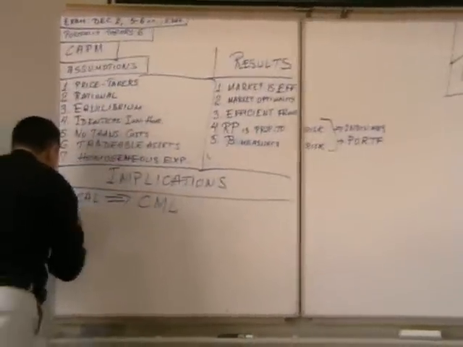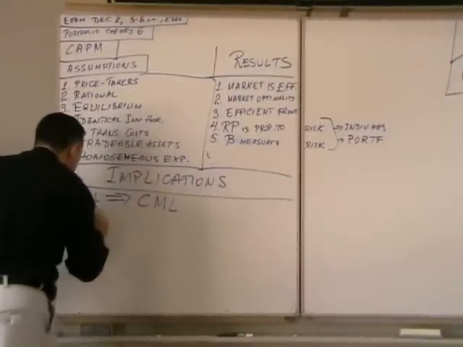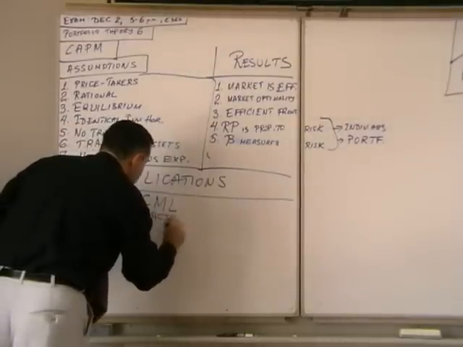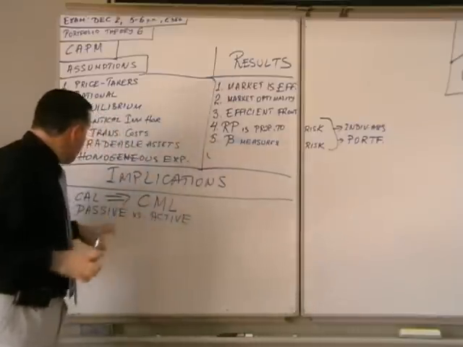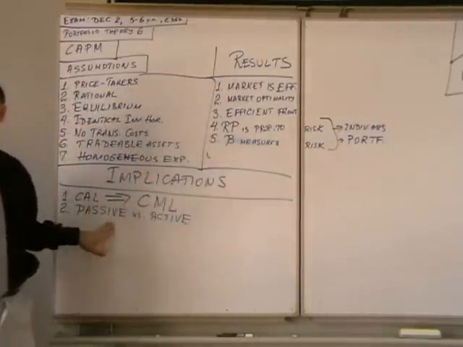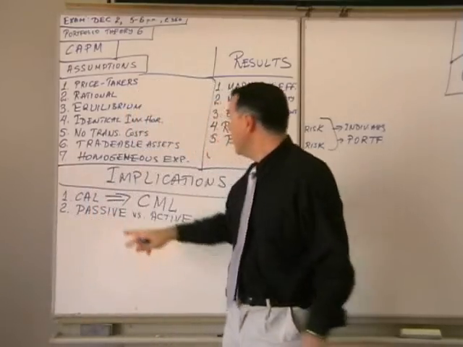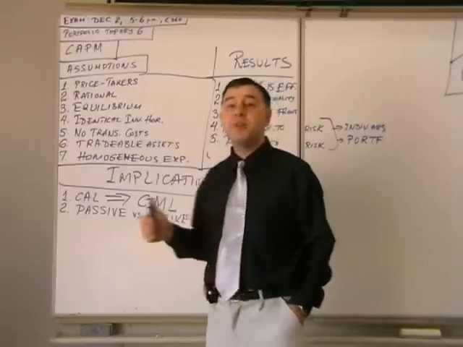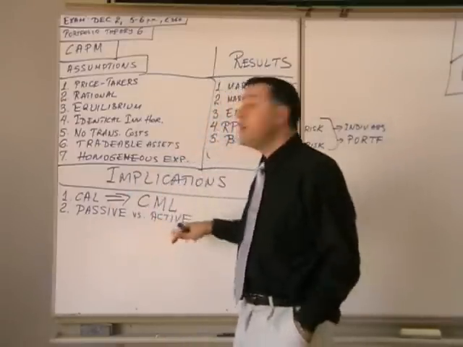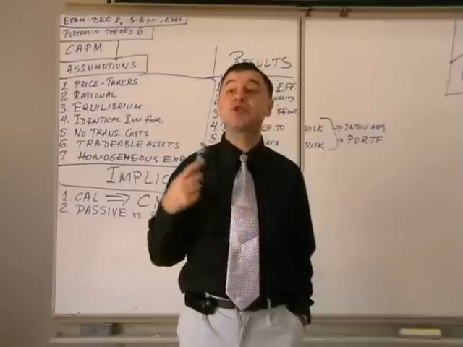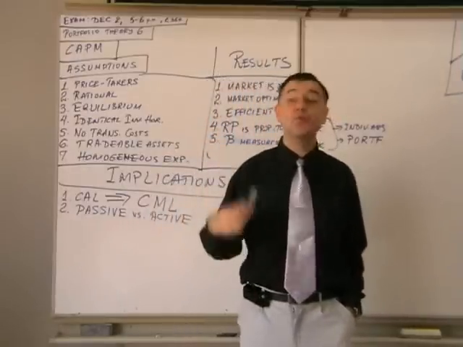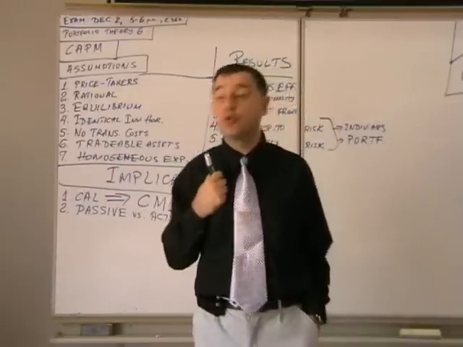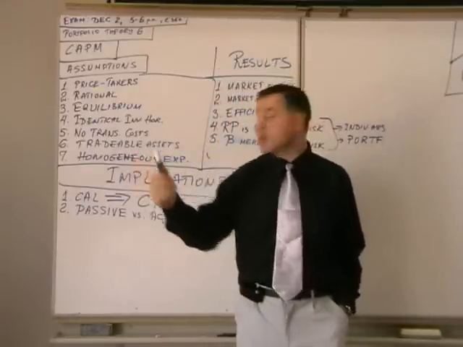Passive versus active strategy. Passive simply means that you choose the market portfolio, or you choose a particular index, and you mimic it. Active means that you're trying to beat the market. You're trying to select stocks and you hope that these stocks will do better than the market, because you typically think that you can choose stocks better than other investors.